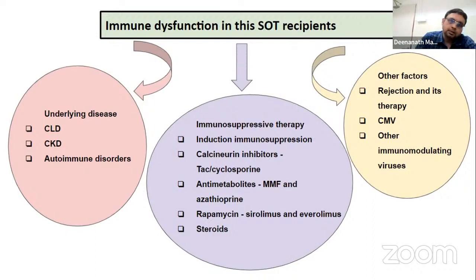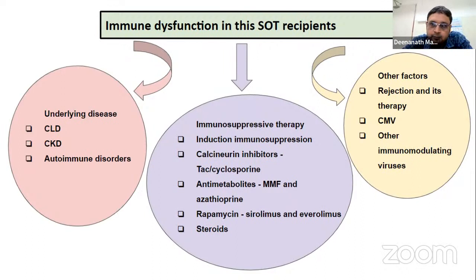Then you have other immunosuppressants like sirolimus, everolimus, steroids. And then other factors, rejection. So for example, 1 year down the road, I think later on we have a case, a patient who received rituximab for his rejection. So again, these sort of factors can play into the risk factors for these patients.